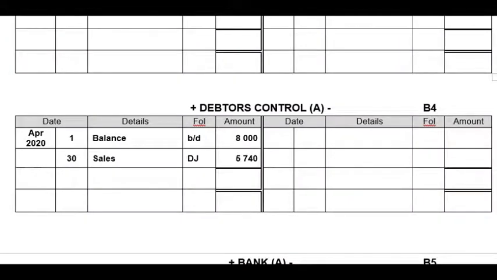So it will look like this. You have to write April 2020 again. The contra account is bank. It's in the CRJ. The reason why it goes to the side where debtors control decrease is because, remember, debtors control means that people owe us money, and in this case they are actually paying us back. We are receiving money from them, so they owe us less money. It goes to the side where debtors control decrease.